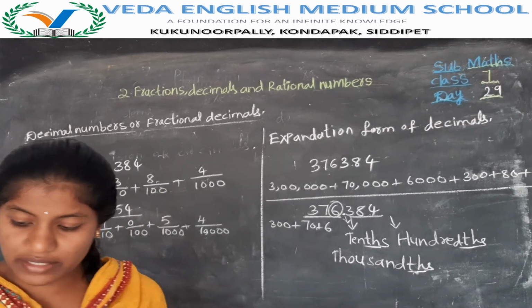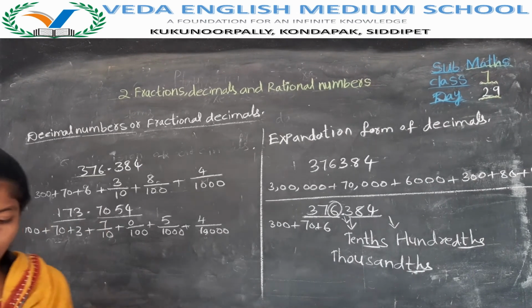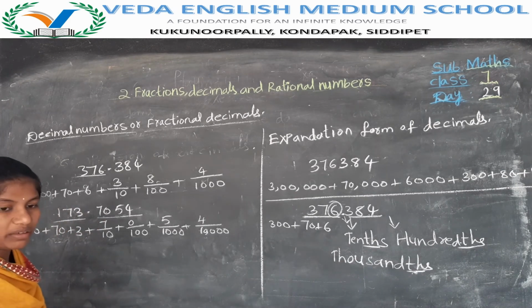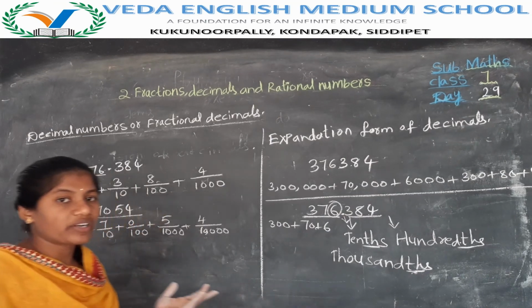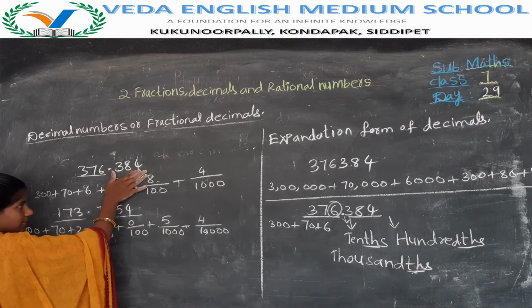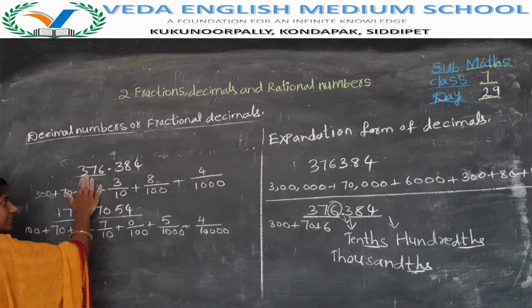Understand? It is about decimal numbers. In decimal numbers, the right side part is called the decimal part. The left side part is called the whole number part or integral part.